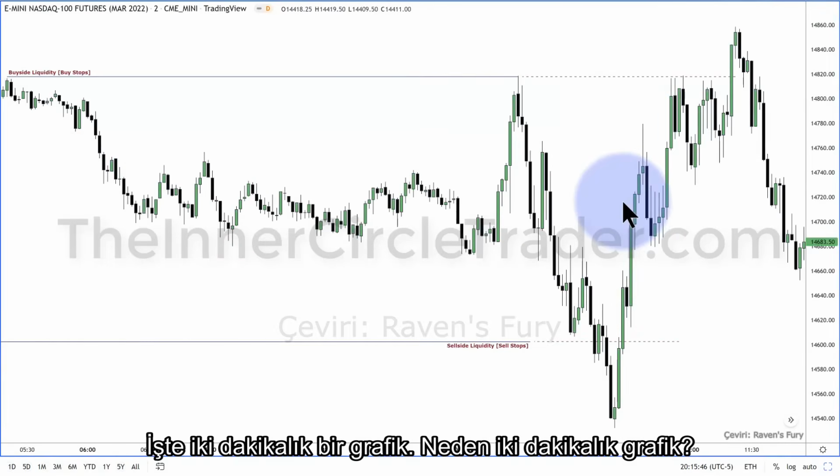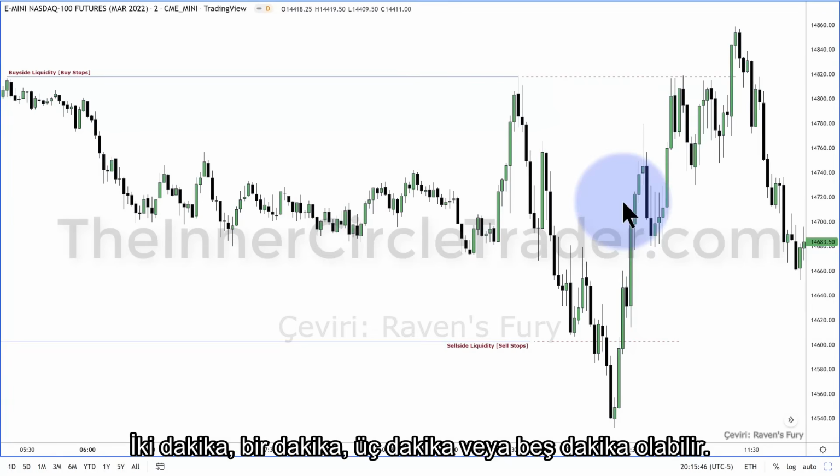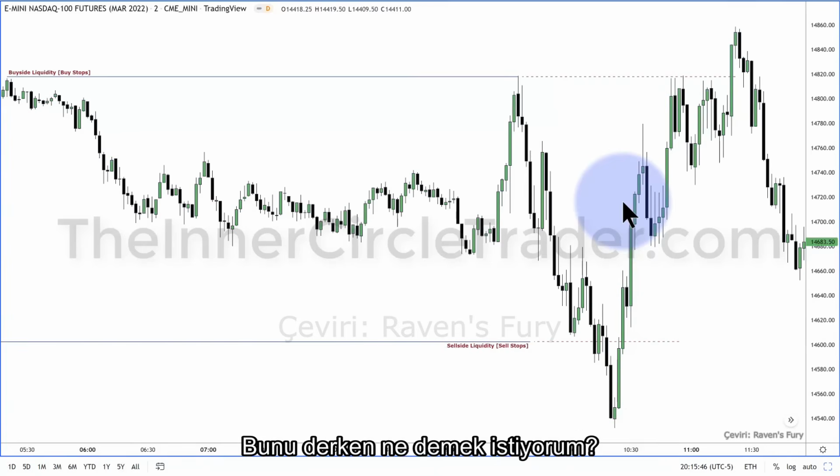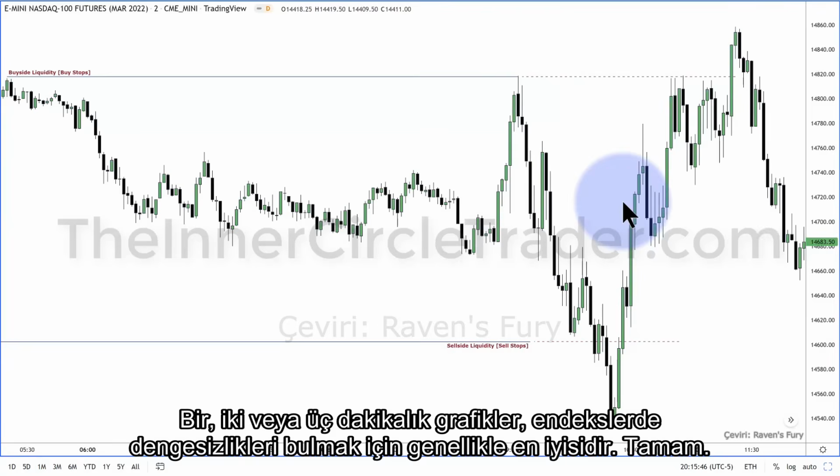Okay, here's a 2-minute chart. Why a 2-minute chart? Well, 2 minute, 1 minute, or 3 minute, or 5. 5 minutes still has a lot of room for imbalances to occur underneath that time frame. And what do I mean by that? The 1 minute, 2 minute, 3 minute chart tends to be the best for finding the imbalances for indices.